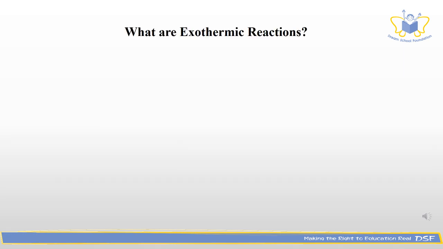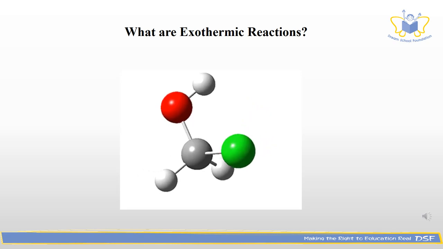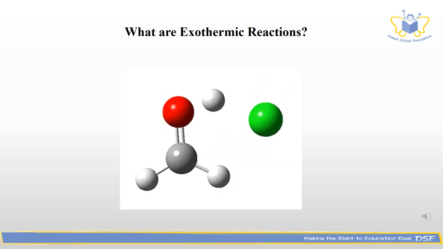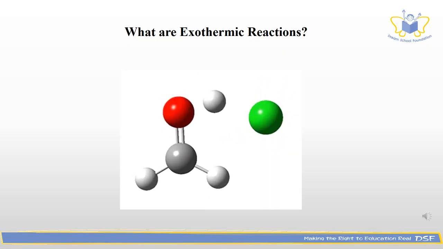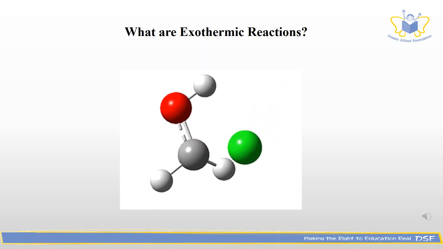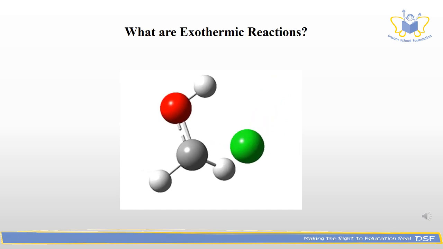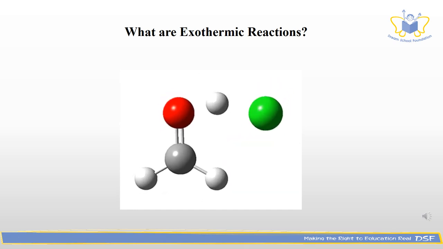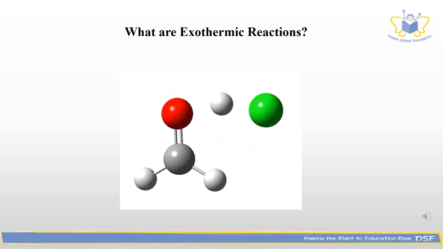What are exothermic reactions? Exo means outside, thermic means heat. When a chemical reaction occurs, bonds are broken and new bonds are formed. There is a difference in energy during the breaking and making of bonds. The energy is given out to the surroundings. If the energy required to break the bonds is higher than the energy required to make the bonds, then these reactions are called exothermic reactions.